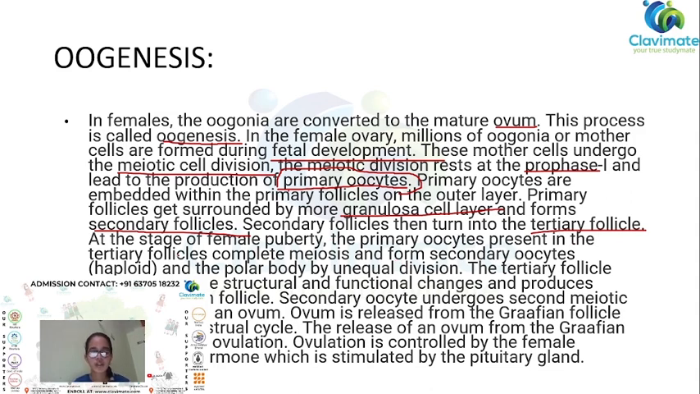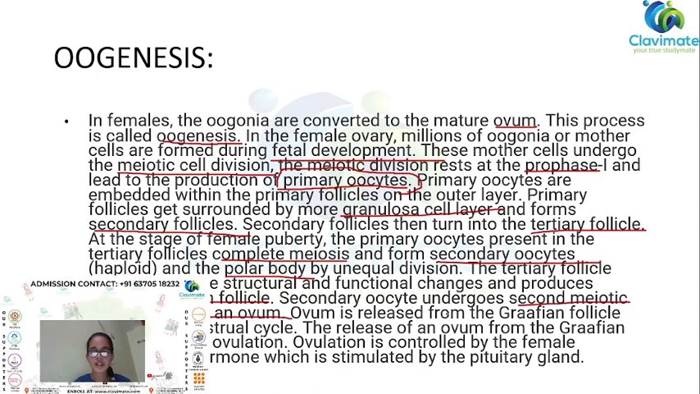Then these tertiary follicles undergo the secondary meiotic division and form the secondary oocytes, which are haploid, and the polar body by an unequal division. The tertiary follicle undergoes some structural and functional changes and produces a mature Graafian follicle. The haploid secondary oocyte undergoes secondary meiotic division to form an ovum.